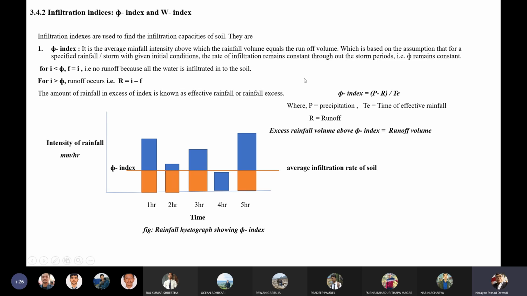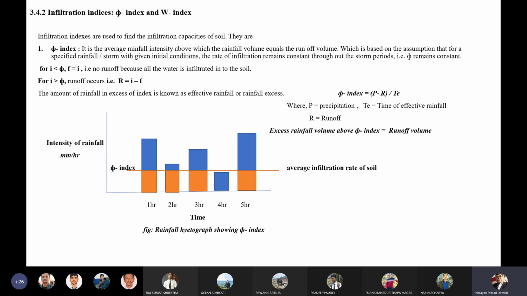Now, infiltration indices are used to find the infiltration capacity of the soil. First, the phi index is the average rainfall intensity above which the rainfall volume equals the runoff volume. Average rate of infiltration, rate of rainfall, the excess of rainfall beyond the infiltration will be the runoff.